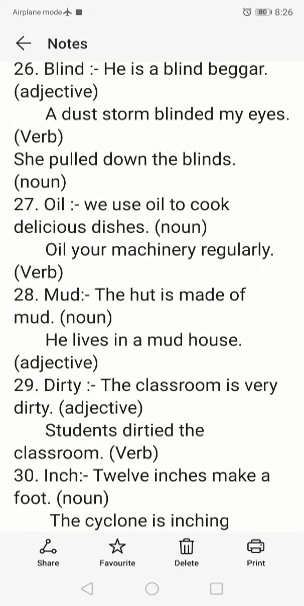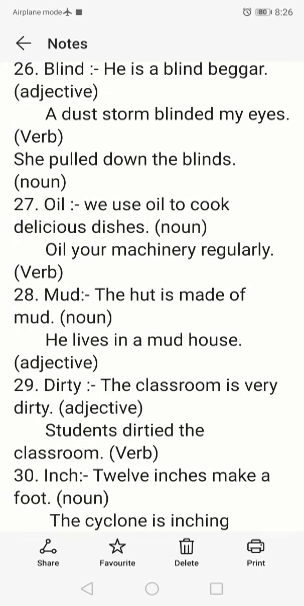Next one is oil. Again, oil is a noun. We use oil to cook delicious dishes. In the same way, oil also can be used as a verb. Oil your machinery regularly. Oiling here mainly means applying oil to the machinery regularly. So oil is used as a verb.